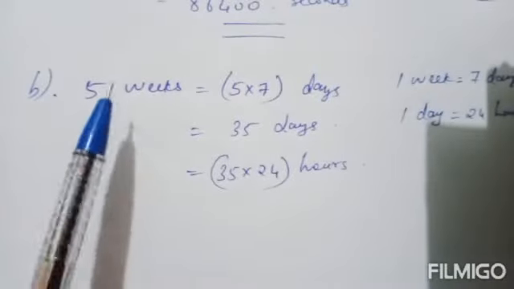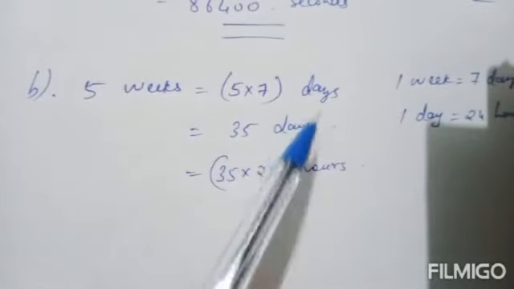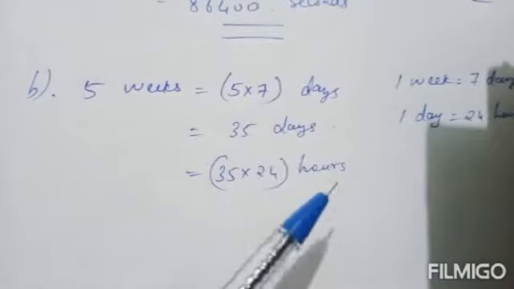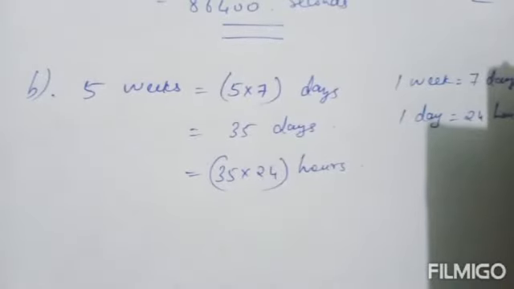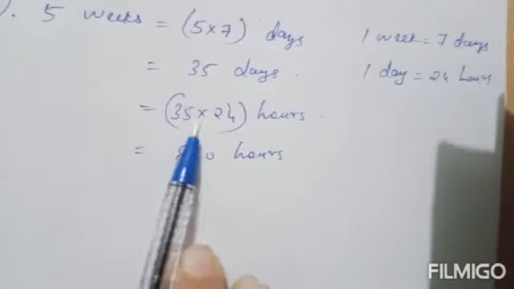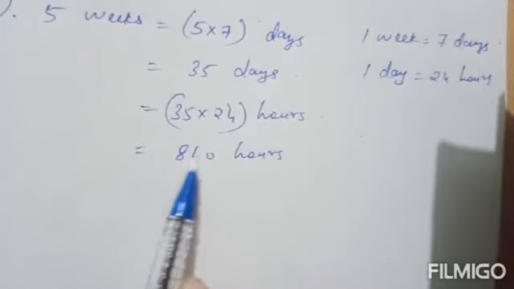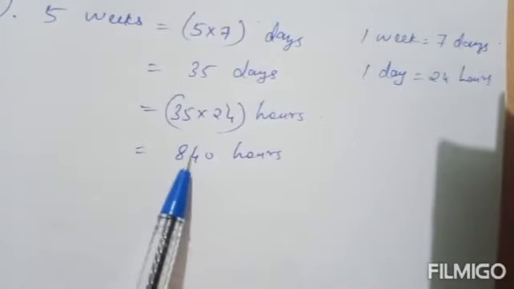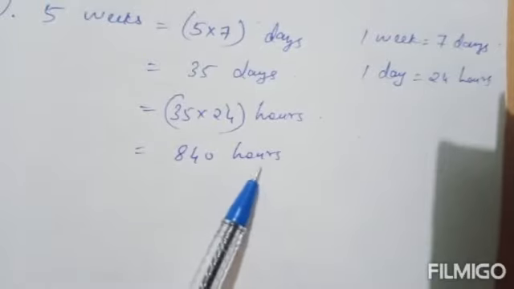Okay, so weeks first we convert into days, days we are converting to hours. So 35 into 24, you will get 840. So 840 hours you got.